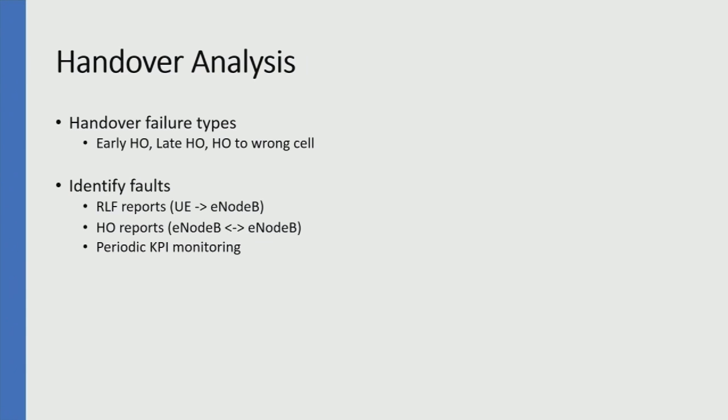By the name, it means that there is a failure in the radio link and then it tries to create a report. Also, when the handovers are not happening properly, there are certain kinds of handover reports that are being exchanged between the base stations. And the third procedure they use is periodic KPI monitoring. So it's periodic monitoring of key performance indicators. So these are the different ways base stations identify faults in the network or in the handover procedure.